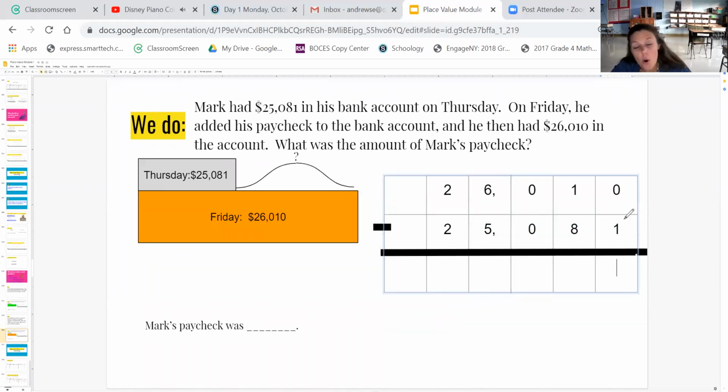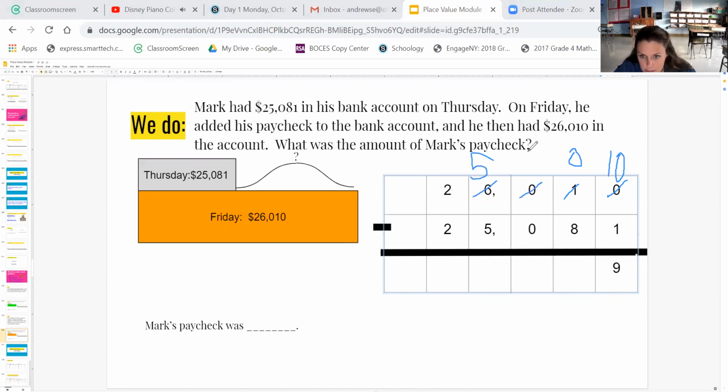Awesome. So hopefully I'm going to show you how I solved it. I start in my ones place. 0 minus 1. I can't do that. So I have to borrow. Now I can subtract. 10 minus 1 is 9. I go to my next place value. 0 minus 8. I can't do that. So I go to my next place value. But it's a 0. I can't do that. So I have to borrow again.